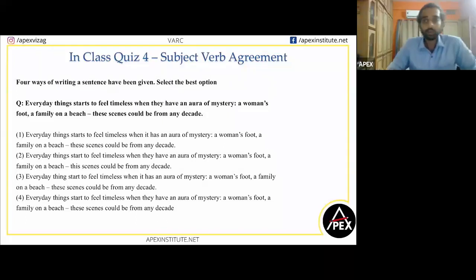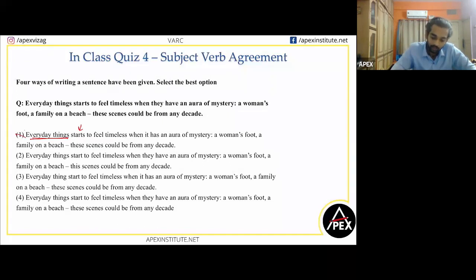Yeah. So as we were looking at it, everyday things start to feel timeless when they have an aura of mystery, a woman's foot, a family on a beach. These scenes could be from any decade. Now, obviously, if we say everyday things, is it plural or is it singular? Definitely plural, right? So can we say that it will not be starts? Yeah. This part is gone.